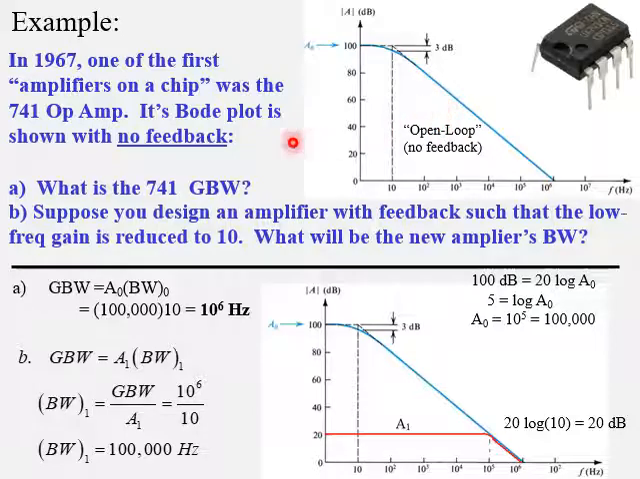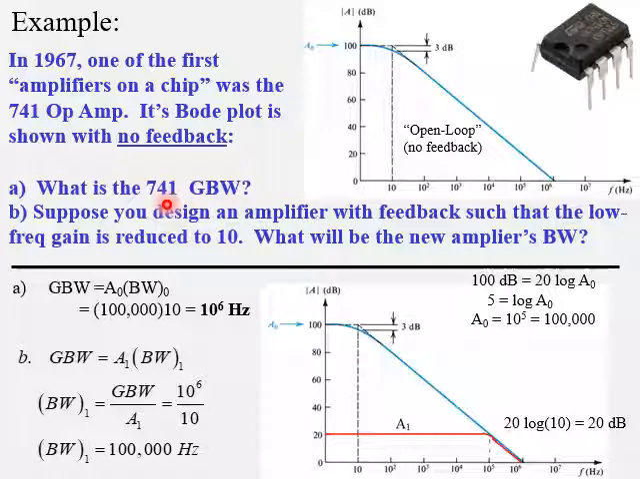So using this, we're going to try to answer two questions here. Part A, what is the 741's GBW? And part B, suppose that you design an amplifier with feedback such that the low frequency gain is reduced to 10. What will be the new amplifier's bandwidth? So let's answer the first question first. What is the gain bandwidth product of the 741 op amp?